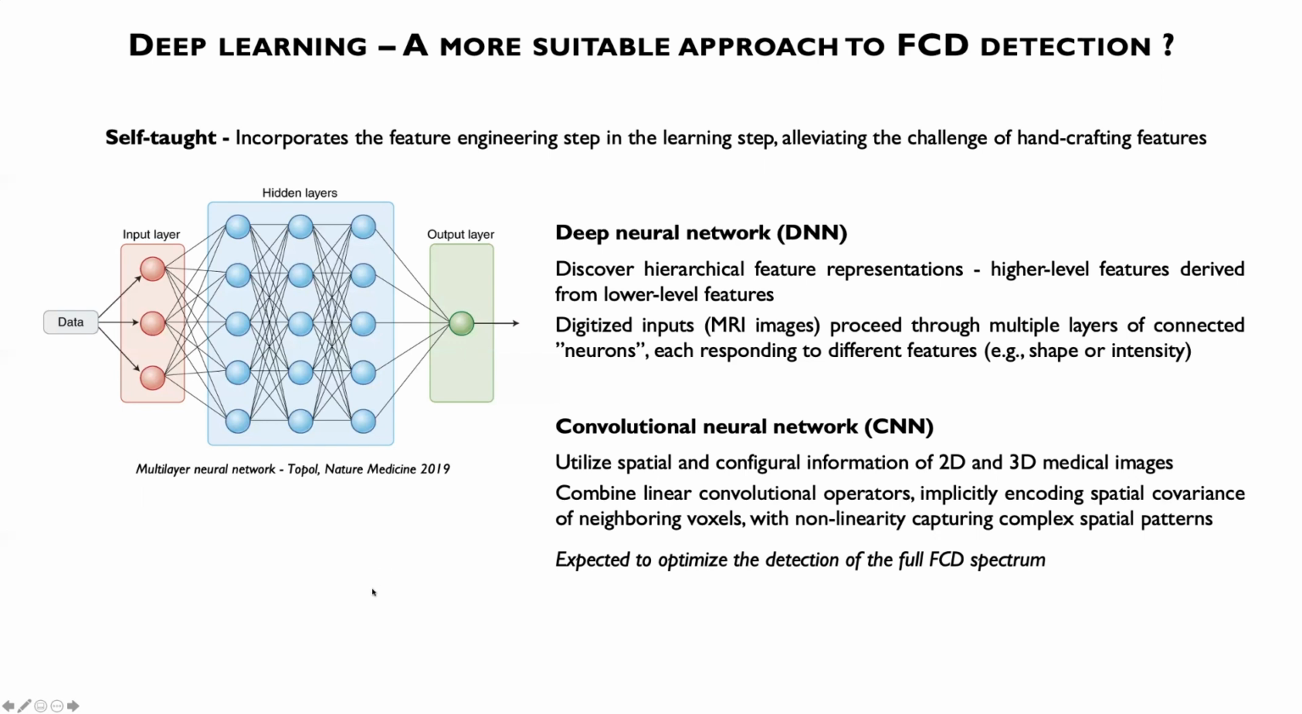Convolutional neural networks utilize spatial and configural information of 2D and 3D medical images. By combining linear convolutional operators, which implicitly encode spatial covariance of neighboring voxels, with nonlinearity capturing complex spatial patterns, they are expected to optimize the detection of the full FCD spectrum.